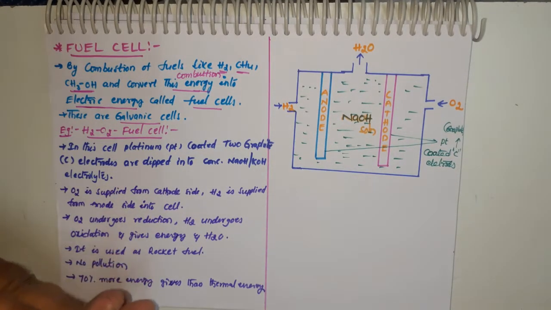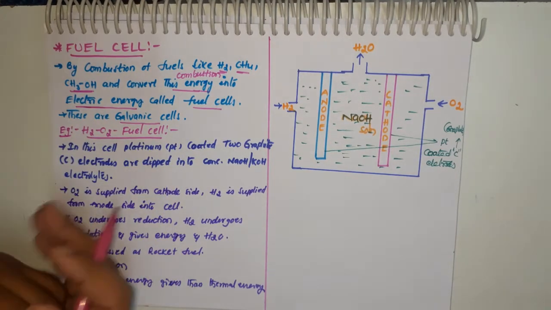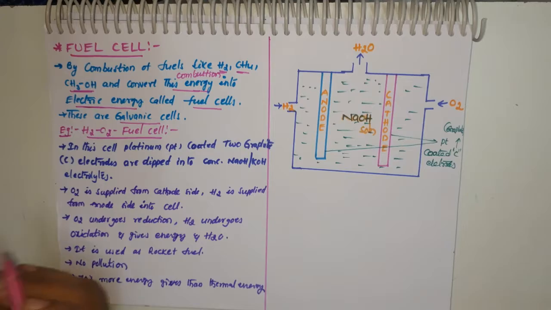What is the importance of fuel cells? Fuel cells give more energy than thermal energy. There is no pollution due to fuel cells, and they are also used for higher energy requirements in rockets. Okay, those are the uses of fuel cells. What is the structure of fuel cells and how do they work? The best example of a fuel cell is the H2-O2 fuel cell, the hydrogen oxygen fuel cell.